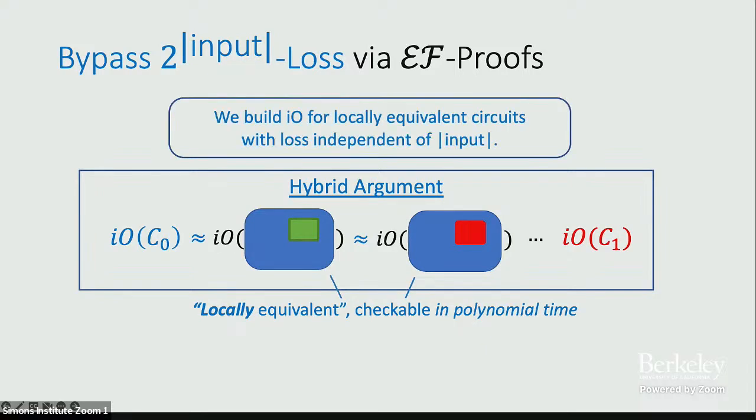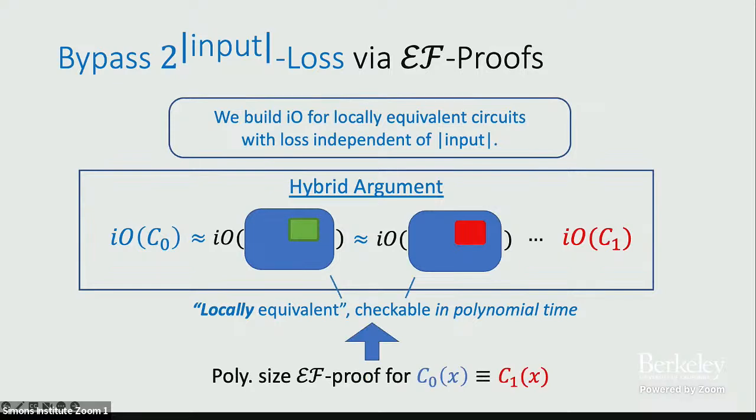So in this work, we built I/O for locally equivalent circuits with a loss independent of the input length. The definition of locally equivalent circuits, I will show you later. So in this hybrid argument, for each two adjacent hybrids, the security loss is independent of the input length.